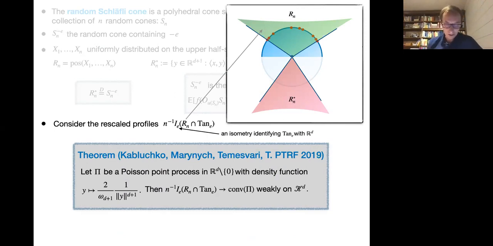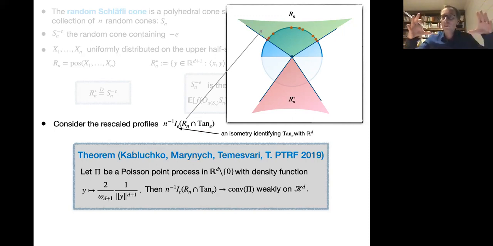Namely, we do the following thing. Again, you look at these random cones Rn now. These are the random cones generated by uniform random points on a half sphere. You intersect these cones by the tangent space at the North Pole. This gives you a random polytope in this tangent space. And now you take your favorite isometry identifying this tangent space with Rd. So this gives you then a random polytope in Rd.